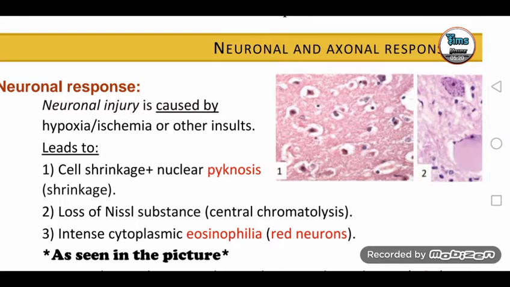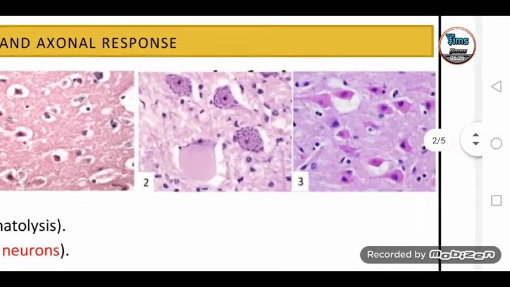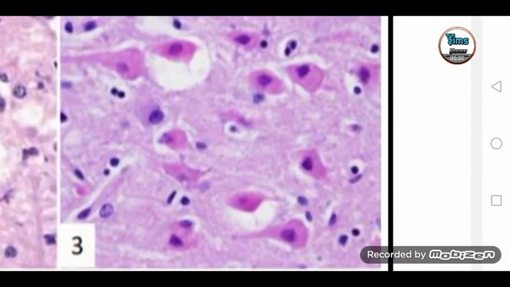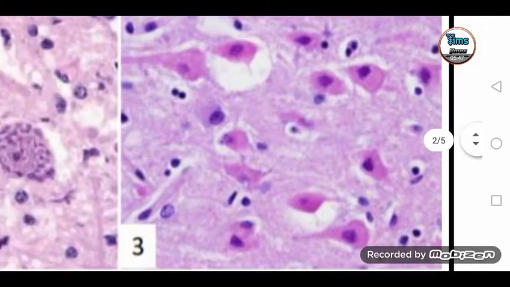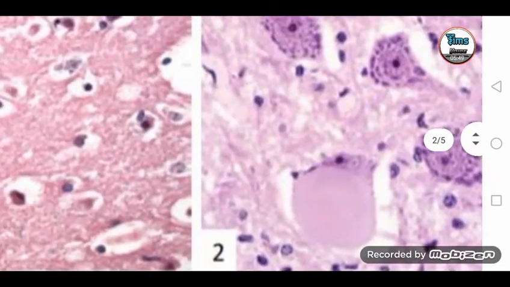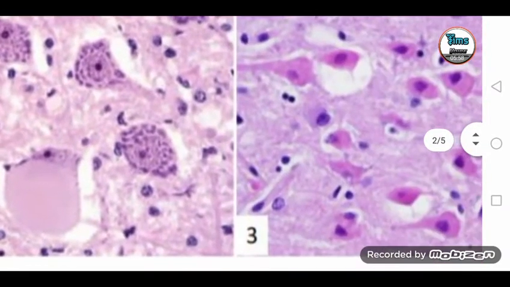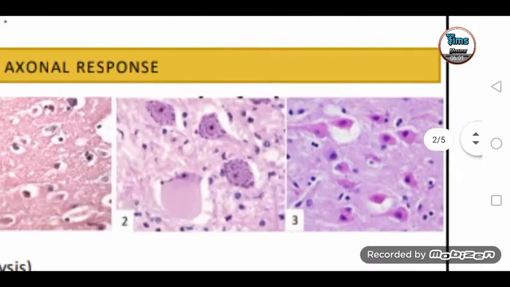Number 3, intense cytoplasmic eosinophilia or red neurons. The last microscopic picture reveals the abnormal color of these neurons using H&E stain, of course. The neurons here are a little bit more red or more pink in color than the other neurons, and you can compare this third picture to the previous two. The previous two were at the early stages of this response, so they are not so red as the third one. So that was the third response.